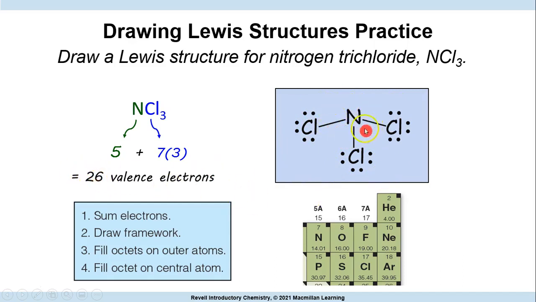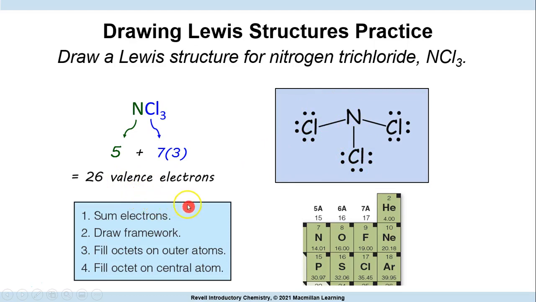We have 6 for these 3 bonds, and each of these chlorine atoms has 6. So this is 1, 2, 3, 4, 5, 6, 7, 8, 9, 10, 11, 12, 13, 14, 15, 16, 17, 18, 19, 20, 21, 22, 23, 24. So we've used 24 out of the 26 valence electrons.